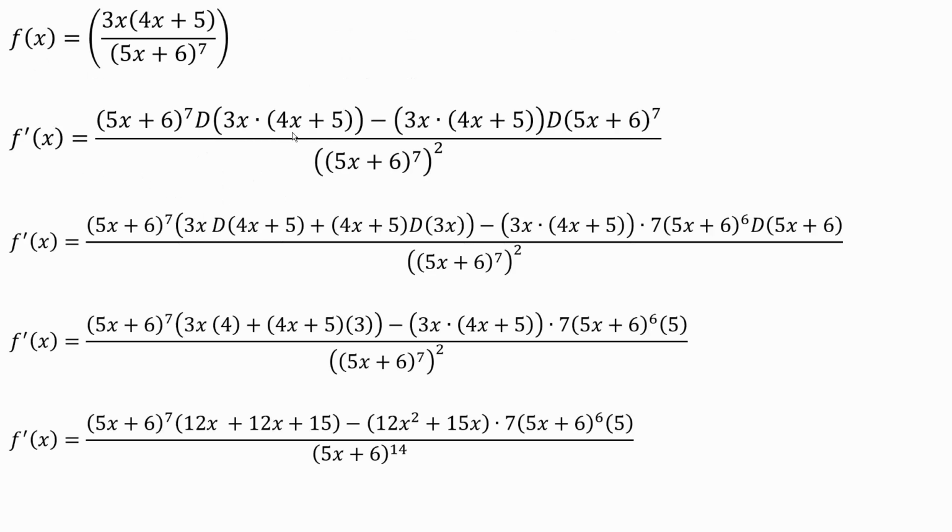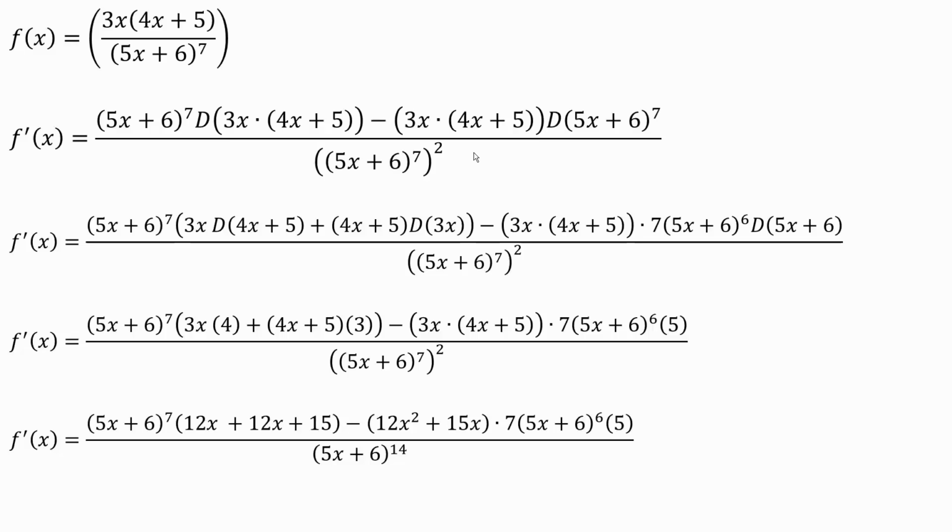So the first step will be to do the quotient rule. So low d high minus high d low divided by the square of what's below. So low, meaning this term right here, parentheses 5x plus 6 raised to 7, d high, so derivative of the top part. So derivative of parentheses 3x times parentheses 4x plus 5, minus high, so the top part, 3x times parentheses 4x plus 5, d low, so derivative of the bottom, divided by the square of what's below. So the bottom part, we square it.